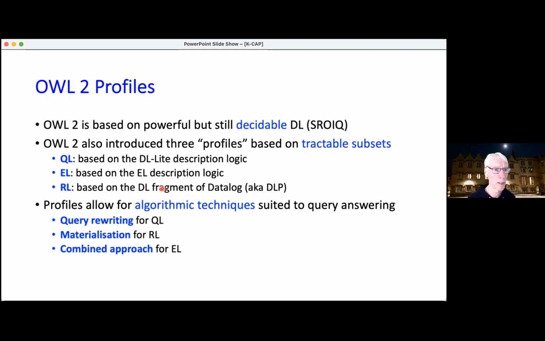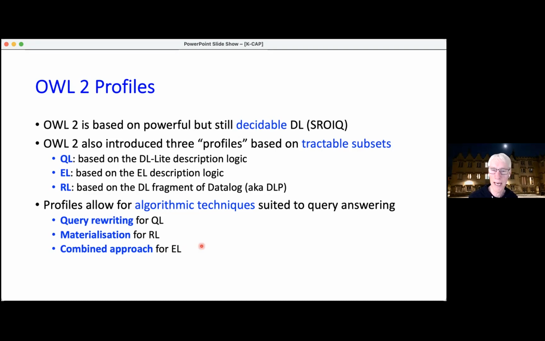And the other thing these profiles all had is that they were at least tractable, so polynomial, or even in the case of QL, log space worst case complexity. But probably because of these complexity results, they also allow for the use of different algorithmic techniques. In the case of QL, we can use query rewriting. In the case of RL, we can use materialization. And there's an adaptation of that to EL called the combined approach.